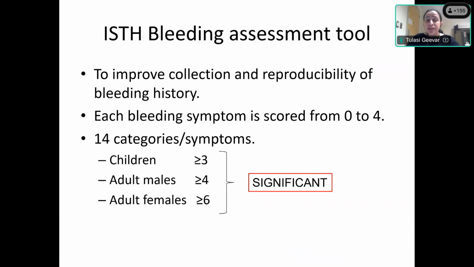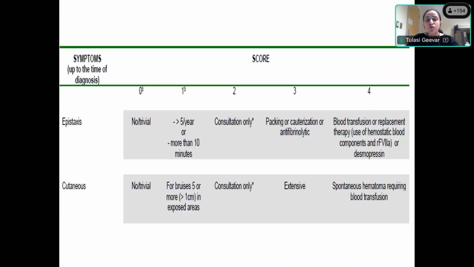To give an example, each symptom like epistaxis is scored from 0 to 4, the 4 being the highest, which most likely would have led to any blood transfusion or replacement product. And you can see that the score 1 requires quite significant frequency, like you need to have more than 5 episodes of bleeding per year, or each episode lasting for more than 10 minutes. Only then you can consider the epistaxis significant. So using this bleeding assessment tool is actually objectifying your bleeding symptom and trying to see whether your patient is likely to be a bleeder or not.